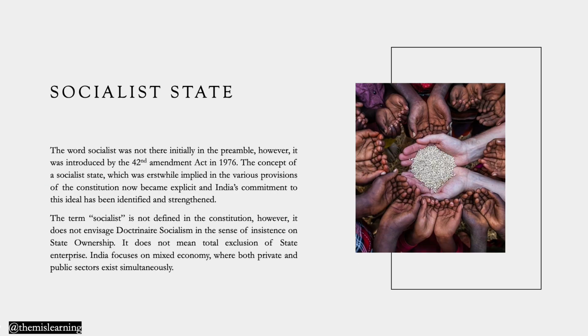The next distinctive feature is that India is a socialist state. The word socialist was not there initially in the preamble. However, it was introduced by the 42nd Amendment Act in 1976. The concept of a socialist state, which was erstwhile implied in the various provisions of the Constitution, now became explicit, and India's commitment to this ideal has been identified and strengthened.